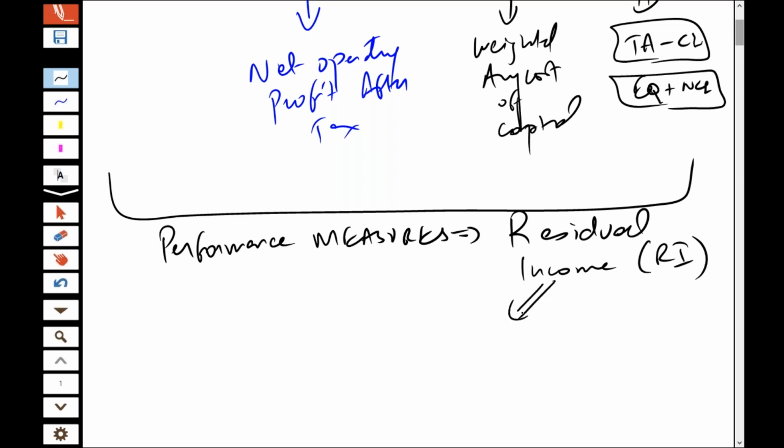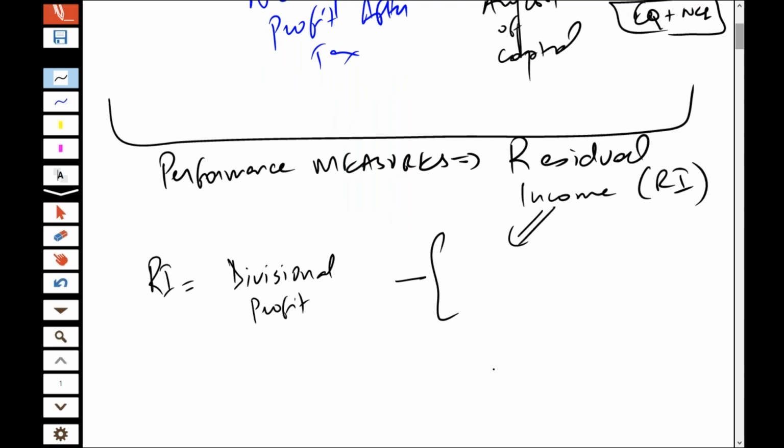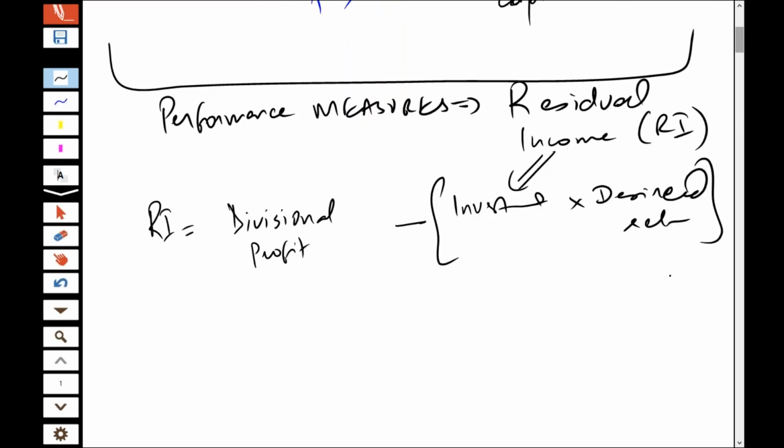Since the residual income was majorly used for the divisions, the formula for the residual income is the divisional profit, and from the divisional profit, what you do is that you deduct the investment multiplied by the desired return.